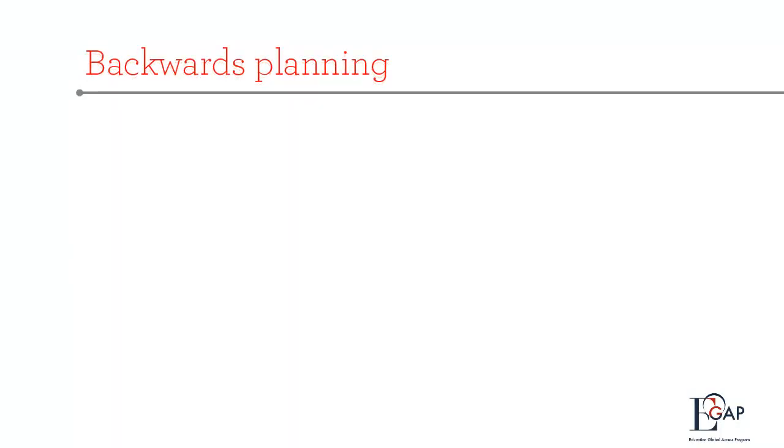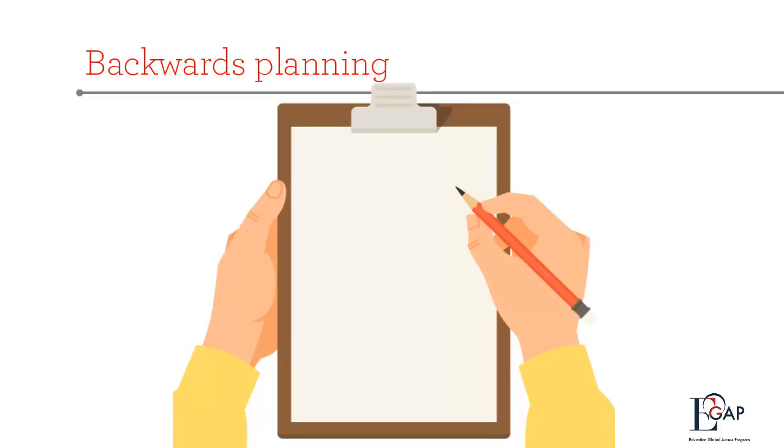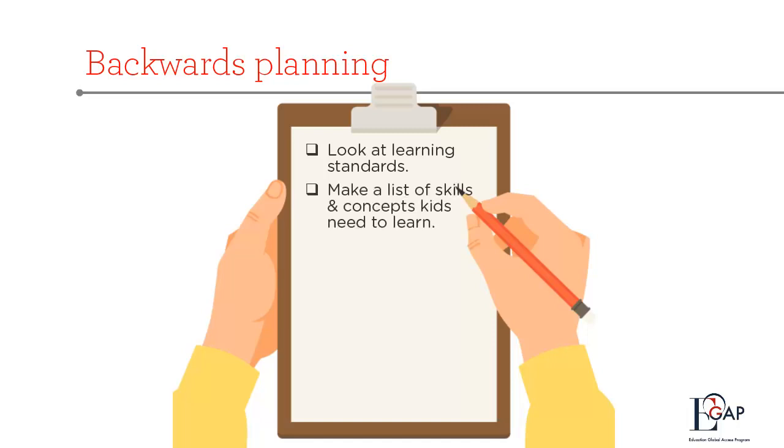When using backwards planning to outline your lessons, try running through this checklist in your mind. Go through each step in order. Number 1. Look at learning standards or the desired result. What is it that you want your students to learn? Is there a government or national standard that your students must follow? Number 2. Make a list of the specific skills, concepts, and knowledge kids need to learn. Number 3. Design the final assessment project where students will demonstrate understanding and mastery of these skills, concepts, and knowledge.